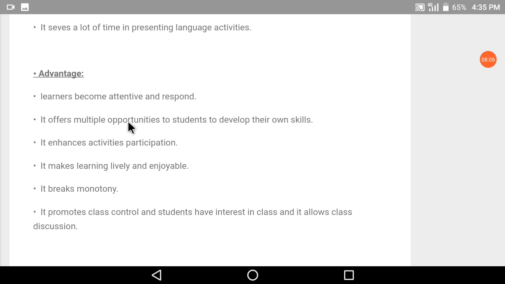It offers multiple opportunities to students to develop their own skills. It enhances activity participation. Means I will give an activity and my students will take part in it. With the help of this activity, they will improve their knowledge of language. It makes learning lively and enjoyable.